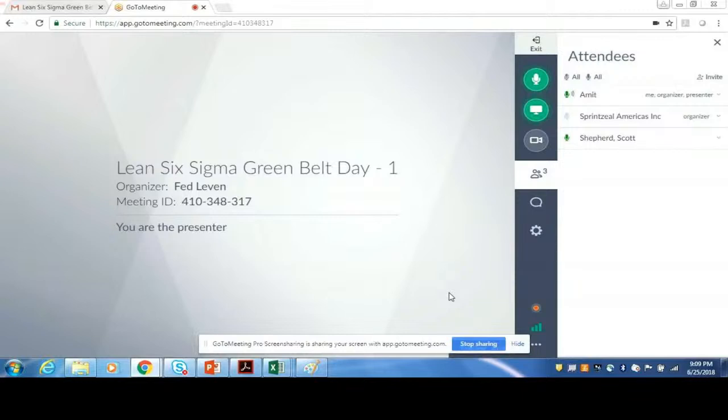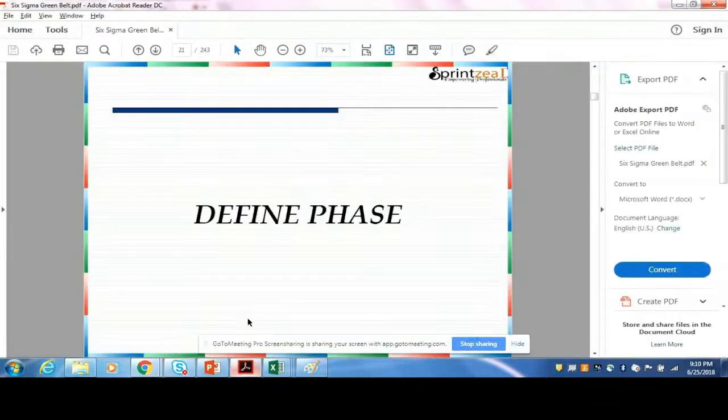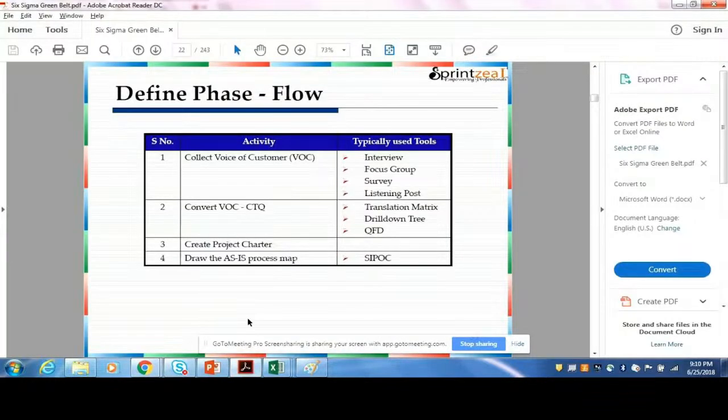We know that we're going to be covering the DMAIC cycle of Six Sigma within the Green Belt framework. And we will understand what all tools and techniques there are within each and every phase of DMAIC. And we'll go there one by one. So I will start off with the define phase.